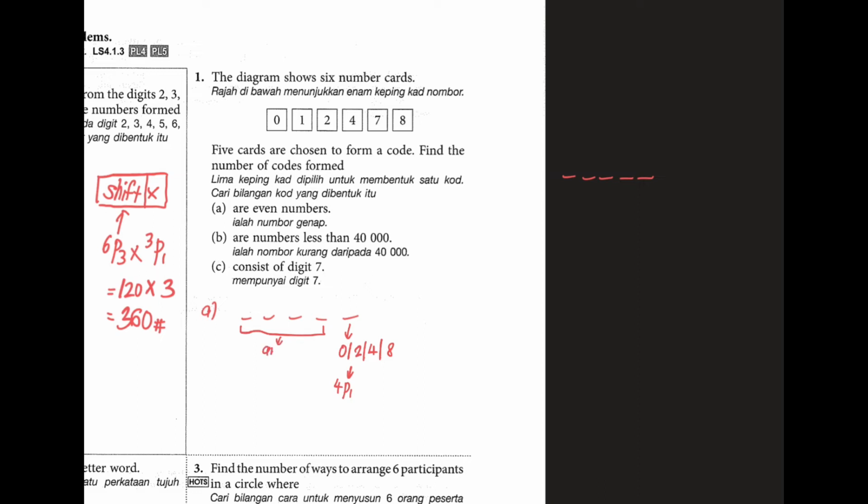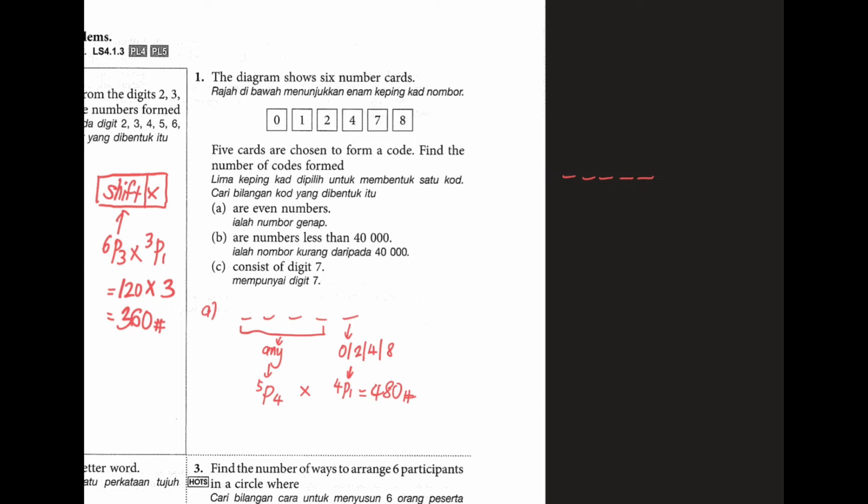Okay, now after that, for the numbers in front, it can be any numbers, except the one that has been used at the end. So imagine you have 1, 2, 3, 4, 5, 6. You have 6 numbers. One number has been used. So you still have 5 numbers. That is going to be 5p4. Okay, so we multiply them. 5p4 times 4p1, so you get 480. So that is the number of ways to get even numbers. So 480 ways.